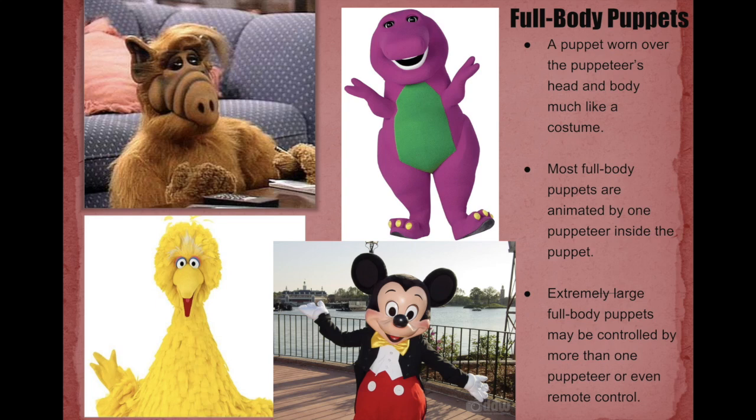A full body puppet is worn over the puppeteer's head and body, much like a costume. Most full body puppets are animated by one puppeteer inside the puppet. Extremely large full body puppets may be controlled by more than one puppeteer or even a remote control. So like an animatronic kind of puppet, kind of like at the zoo, if you guys have ever been in to see that dinosaur exhibit there.